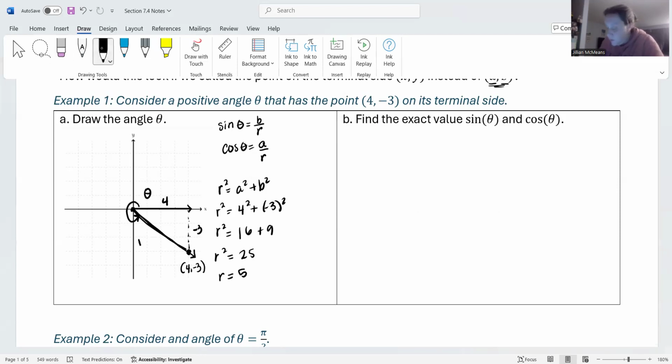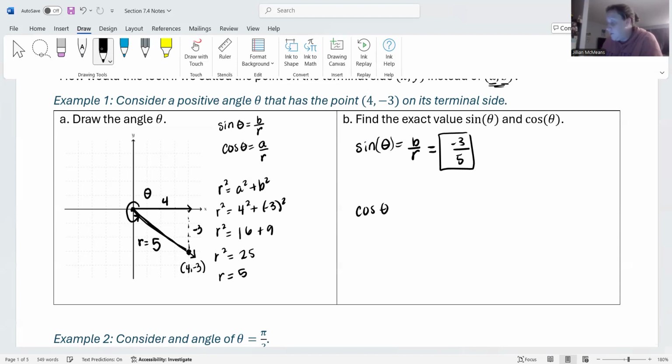So let me write that where it all fits. So r is equal to 5. Now looking at part B, it says find the exact value of sine and cosine. So if we want the exact value of sine, we already know from the definition above that sine is the ratio of b to r. So we know it's b over r. And from this ordered pair, we know that b is -3. And we just found that r is 5. So sine of theta is -3/5.